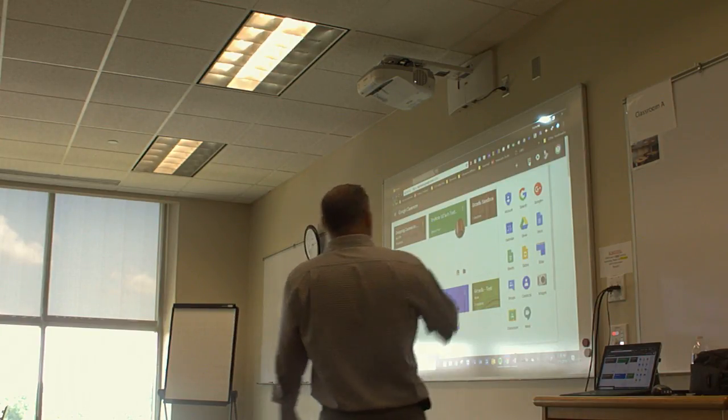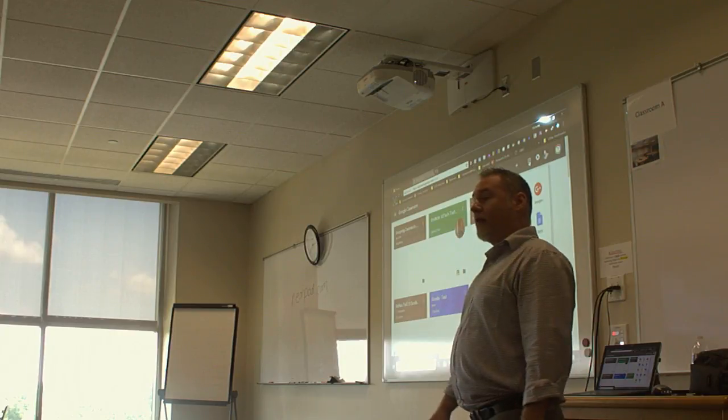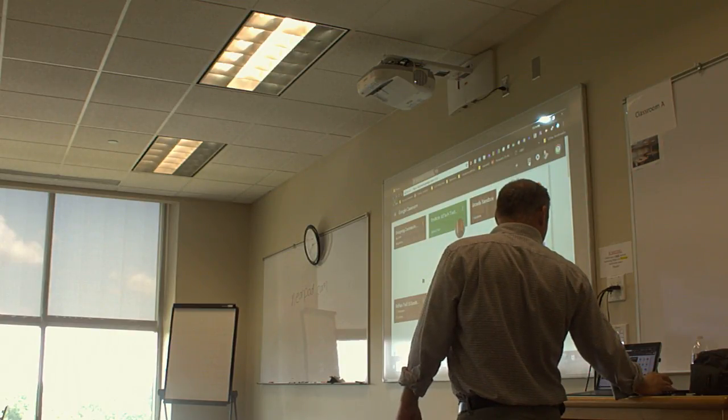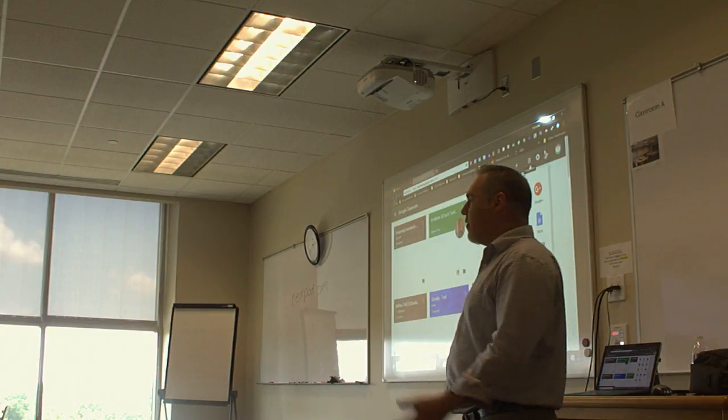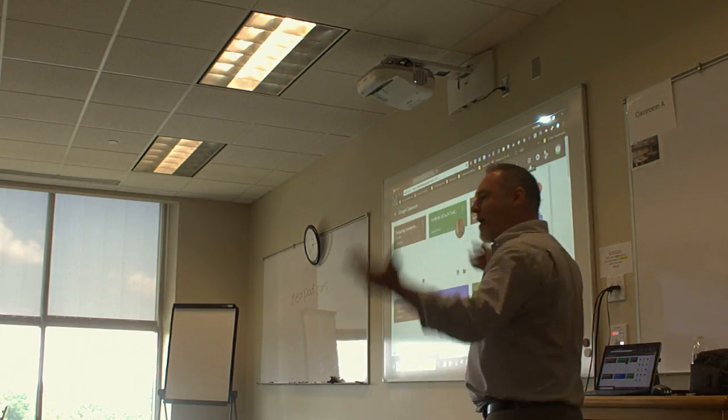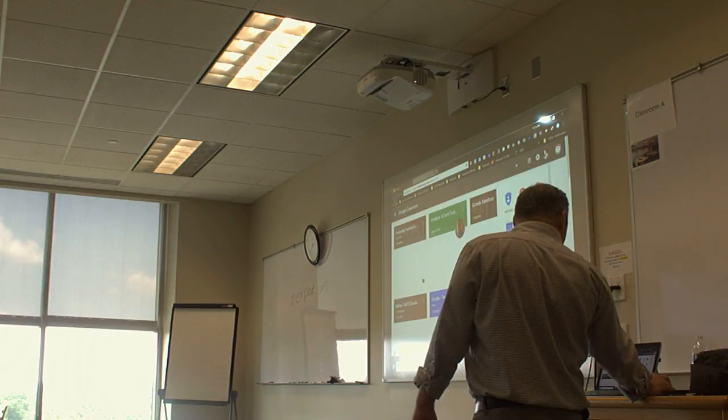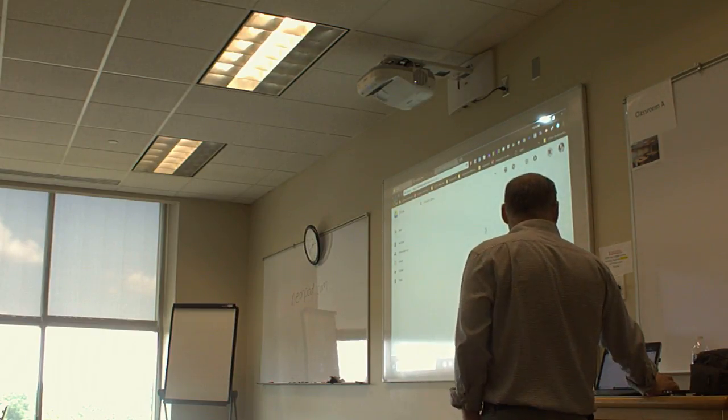Yep. So I'm clicking on my 9 squares of excellence. Microsoft calls it a waffle, but Google calls it 9 squares of excellence. Don't ask, I don't know. It's just a square, whatever. Click on your Google Drive.